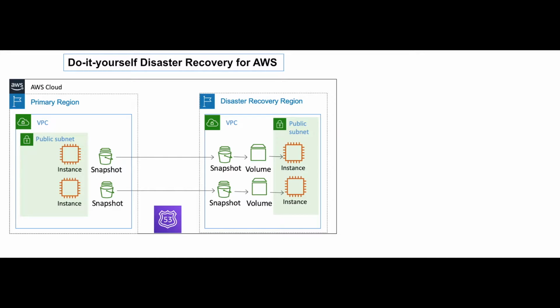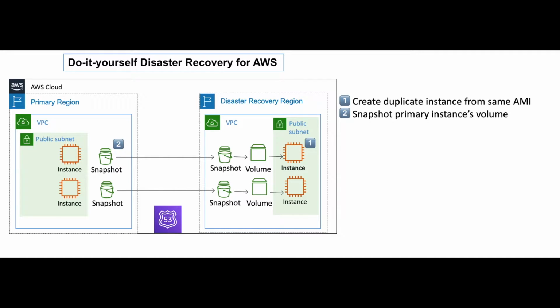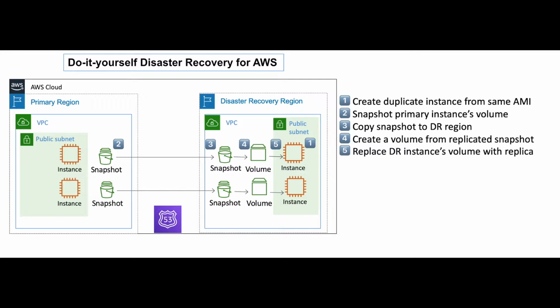Specifically, the steps are: for a given instance, create a duplicate instance at the DR region from the same AMI. Snapshot the primary instance's volume, or volumes if it has multiple disks. Copy the snapshot to the DR region. Create a volume from the replicated snapshot. Replace the DR instance's attached volume with the new replica so it has a timely copy of the same data.